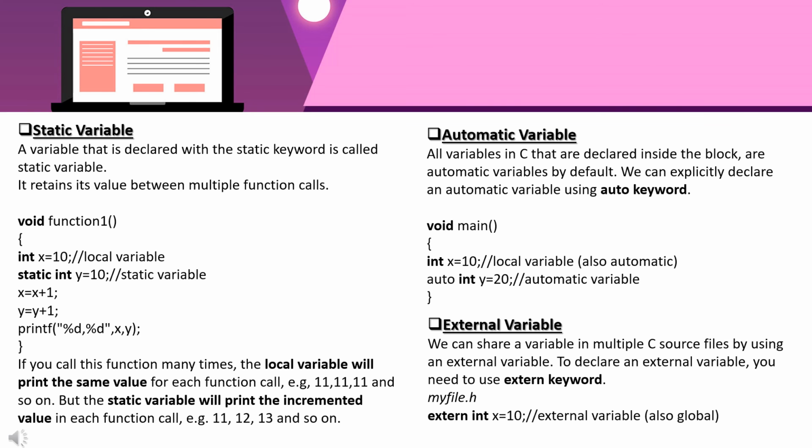And the last one is external variable. We can share a variable in multiple C source files by using an external variable. To declare an external variable, you need to use the extern keyword. Extern int x equal to 10 can be said to be an external variable. Also, it can be used as a global variable.